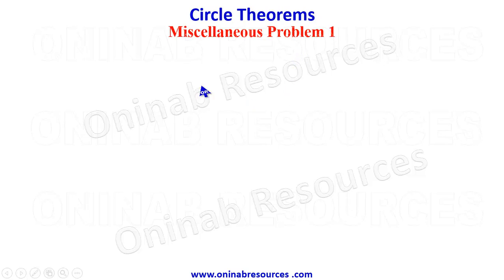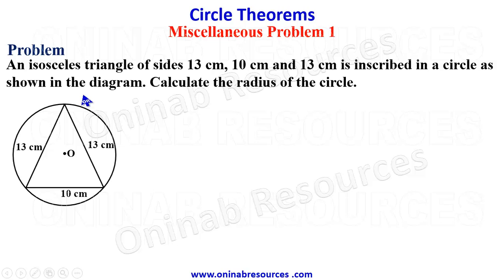In this video, we'll be looking at one of our miscellaneous problems. Here is the problem. An isosceles triangle of sides 13 centimeters, 10 centimeters, and 13 centimeters is inscribed in a circle as shown in the diagram. Calculate the radius of the circle.